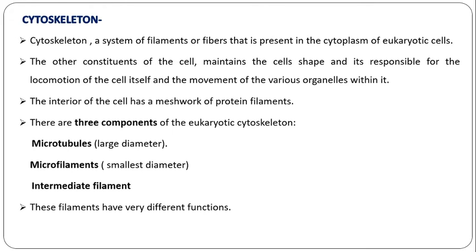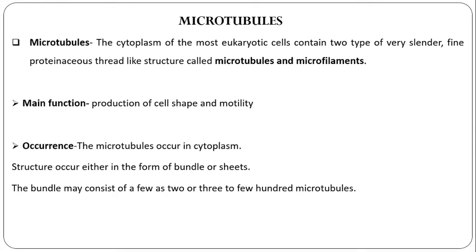There are three components of the eukaryotic cytoskeleton. First are the microtubules, which have the largest diameter, and the microfilaments, which have the smallest diameter, and then the intermediate filaments. These filaments have very different functions. So first is the microtubules.